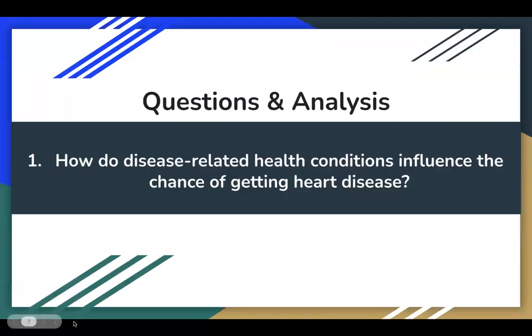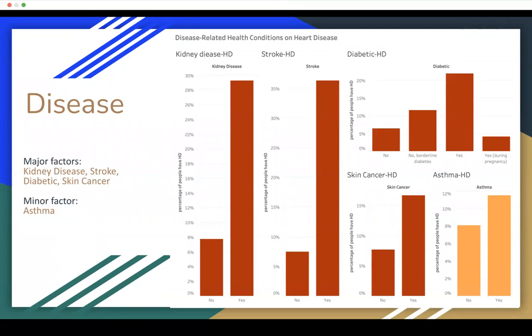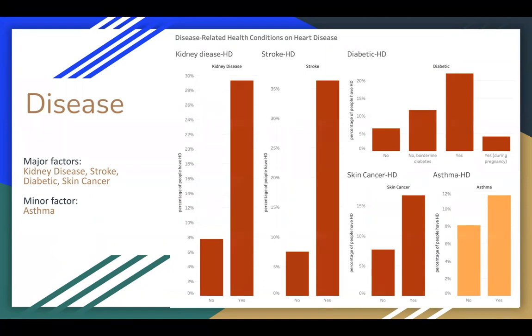The first question is, how do disease-related health conditions influence the chance of getting heart disease? Let's first look at this graph. The dashboard we built shows the correlation between each disease risk factor and heart disease. The colors we use indicate different risk levels, represented by the difference in percentage among categories. Red is major with a large difference, and orange is minor with a slight difference.